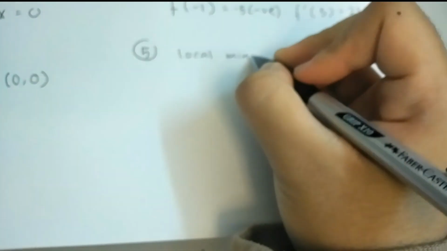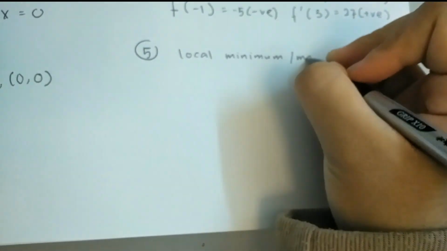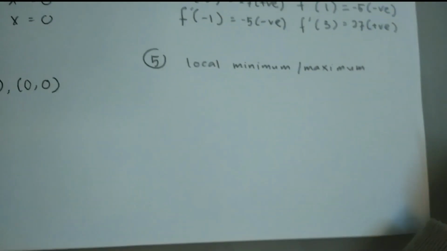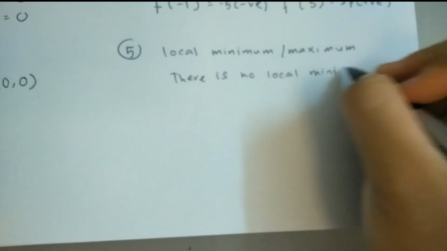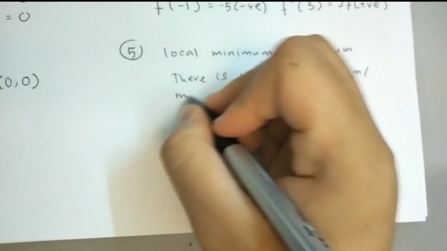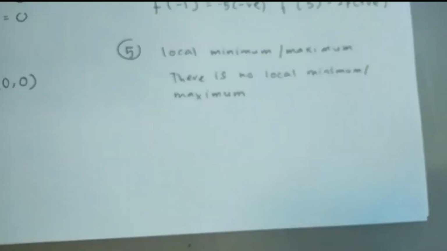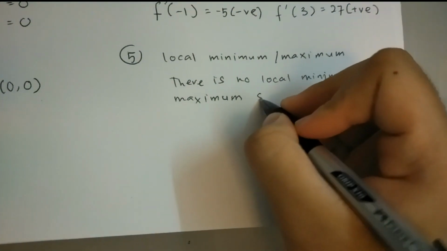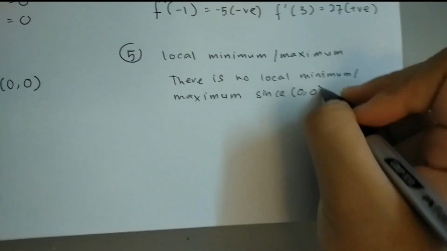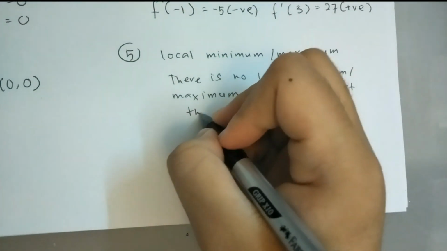Okay, then number 5. Sorry. For number 5, we will find the local minimum or maximum. In this case, as we will see, the critical point is (0, 0), and for the first step we also get (0, 0). So there is no local minimum or maximum, since the point (0, 0) is at the center.